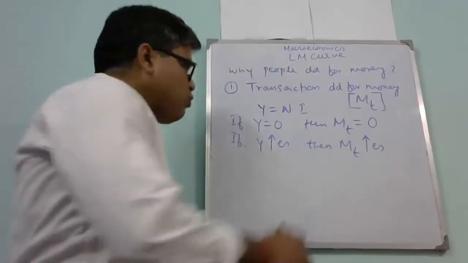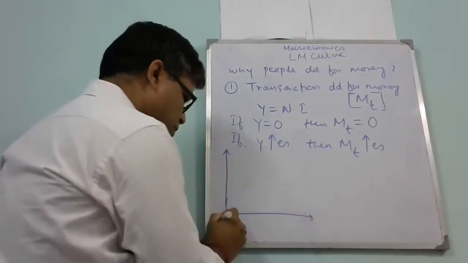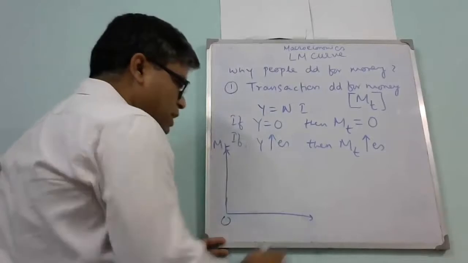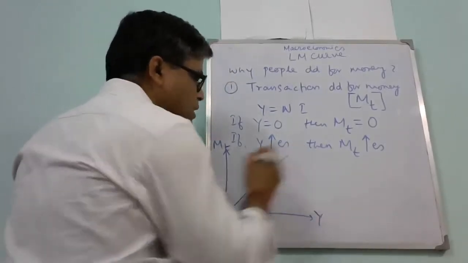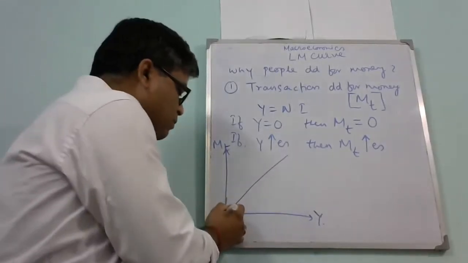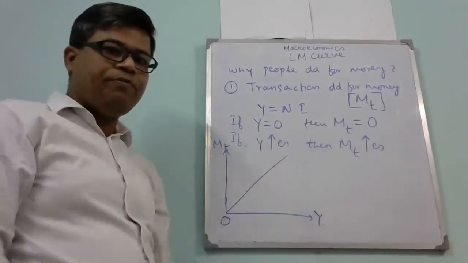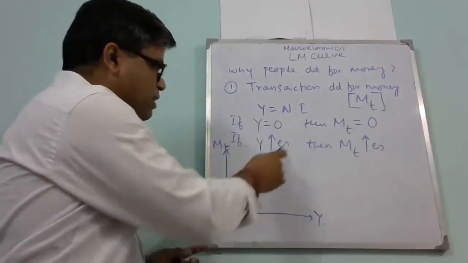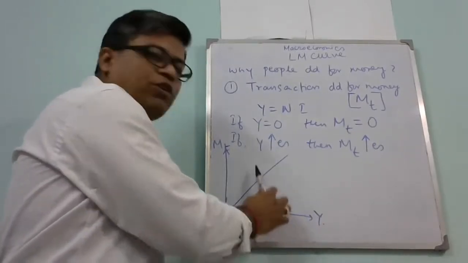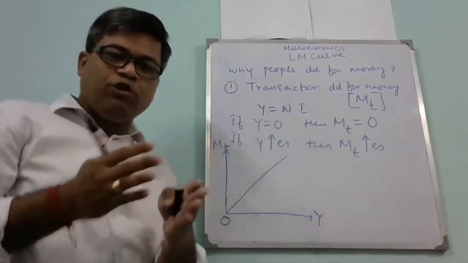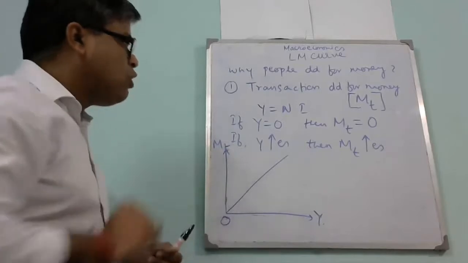Now, if we draw the transaction demand for money diagram, it will be like this. Here we take transaction demand for money, and along the horizontal we take the national income, and the curve will be upward sloping. It starts from the origin. Why? Because if Y is 0, then the transaction demand for money will be 0. That is the reason this curve starts from the origin. And as Y increases, MT also increases. So there is a positive, or direct, relationship between Y and MT, and this curve is upward sloping.